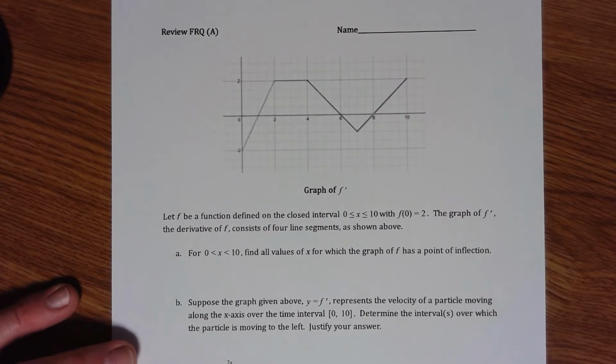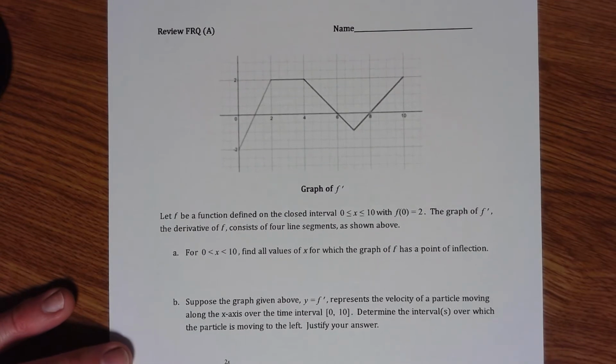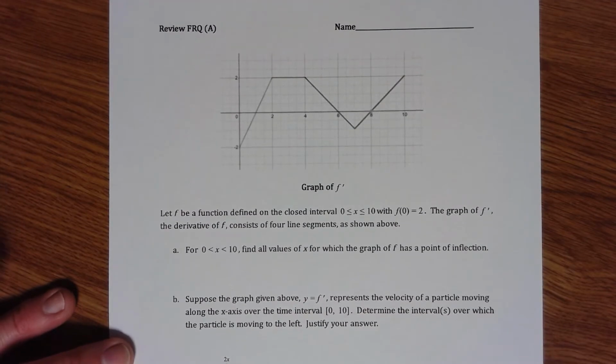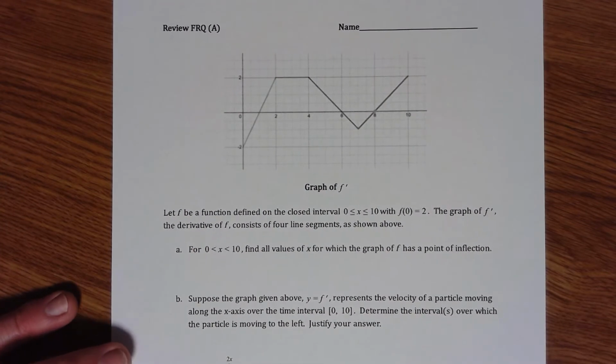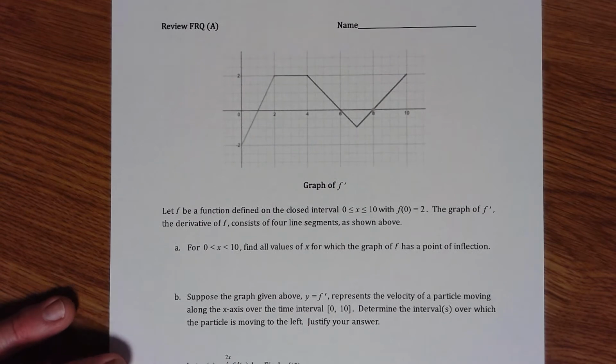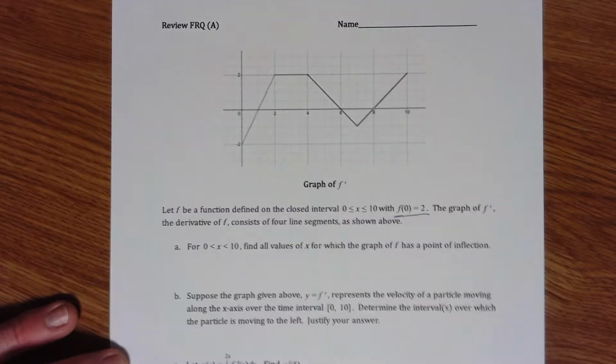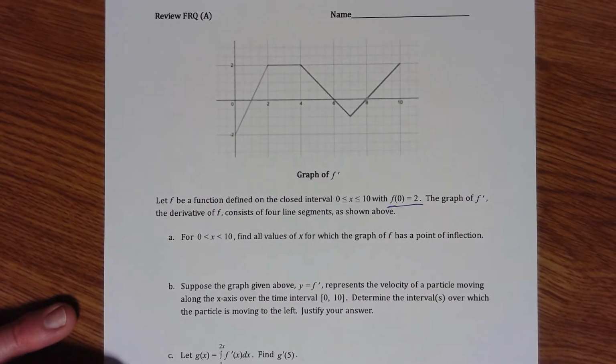Okay, we're going to work through our first free response question, looking at review material for the AP exam coming up. So this question is review free response question A. The graph is given as a graph of the derivative of f, which is f prime, on the interval 0 to 10. They also give you an initial condition for f, not f prime, that f of 0 is equal to 2.